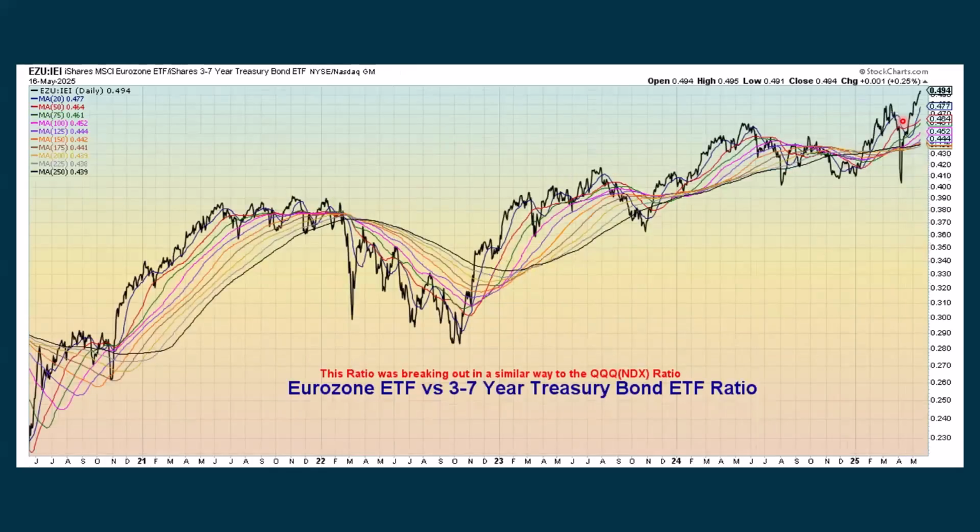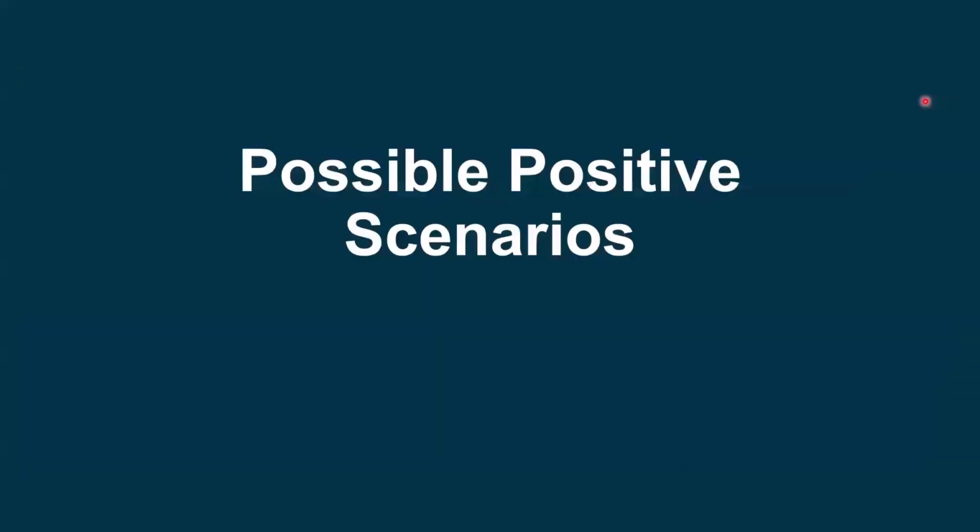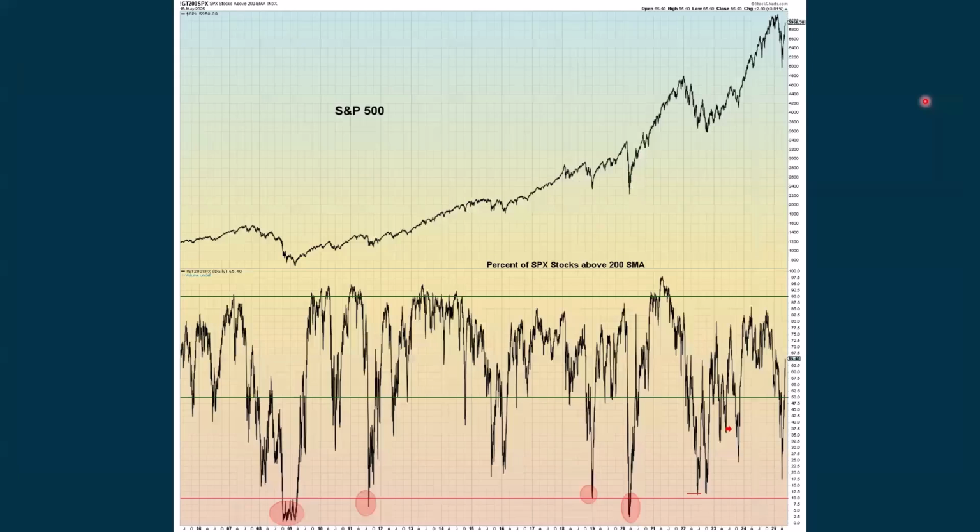And just to compare apples to oranges here, we look at European stocks and then US bonds. And European stocks are outperforming as they're seeing some recent strength as well. And then I have some things called possible positive scenarios. I only use them usually when we're going down, but none of them became really extreme negative here.